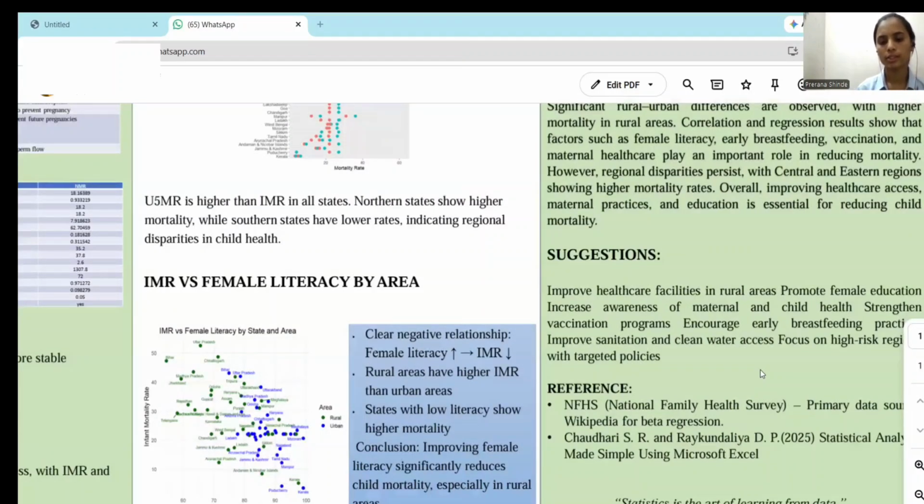As for the reference, we took the data from NFHS, and the statistical analysis was made using Microsoft Excel.